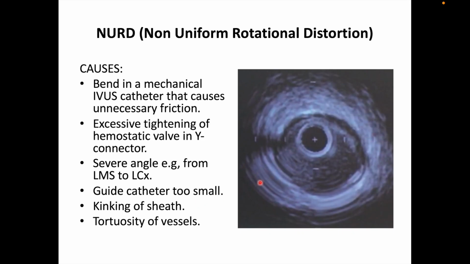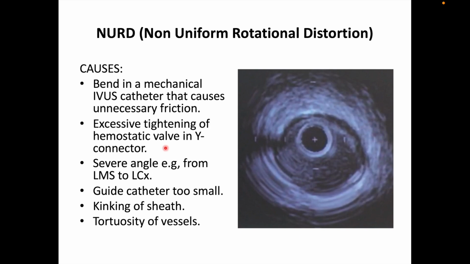You can see here, this is an example of NERD. This is how it appears. You really can't discern much when it gets distorted. What could be the reasons for that? One is a bend in a mechanical IVUS catheter that causes unnecessary friction, or excessive tightening of the hemostatic valve in the Y connector. That's why the click system Y connectors are better, because with the rotatory ones you can tighten the catheter too much, where it interferes with the movement and speed of the IVUS pullback.